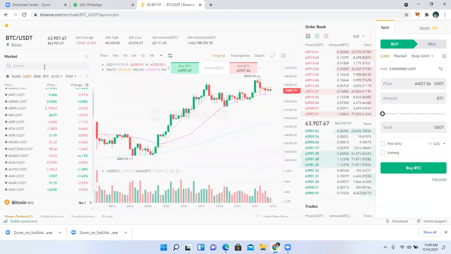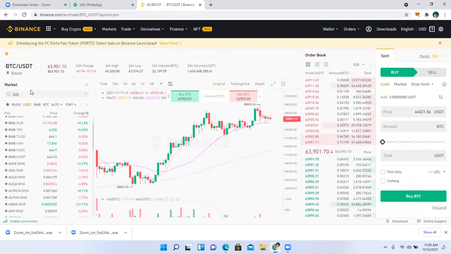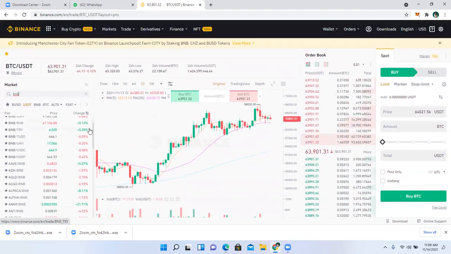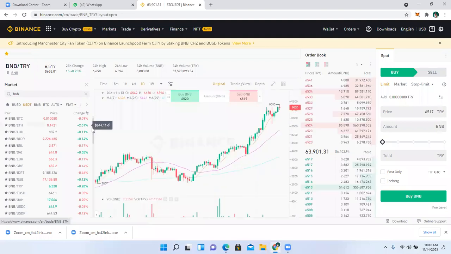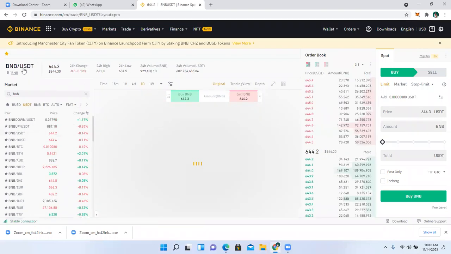I can actually change this to something else. So let's say I want to do BNB USDT. Yeah, I want to do BNB USDT. So I can just change the trading pair to BNB USDT.